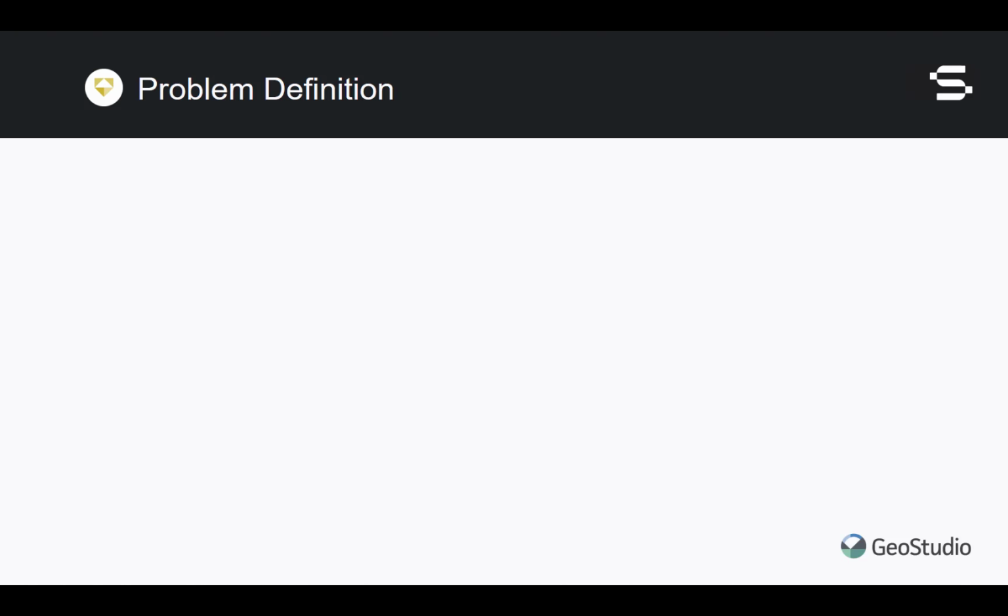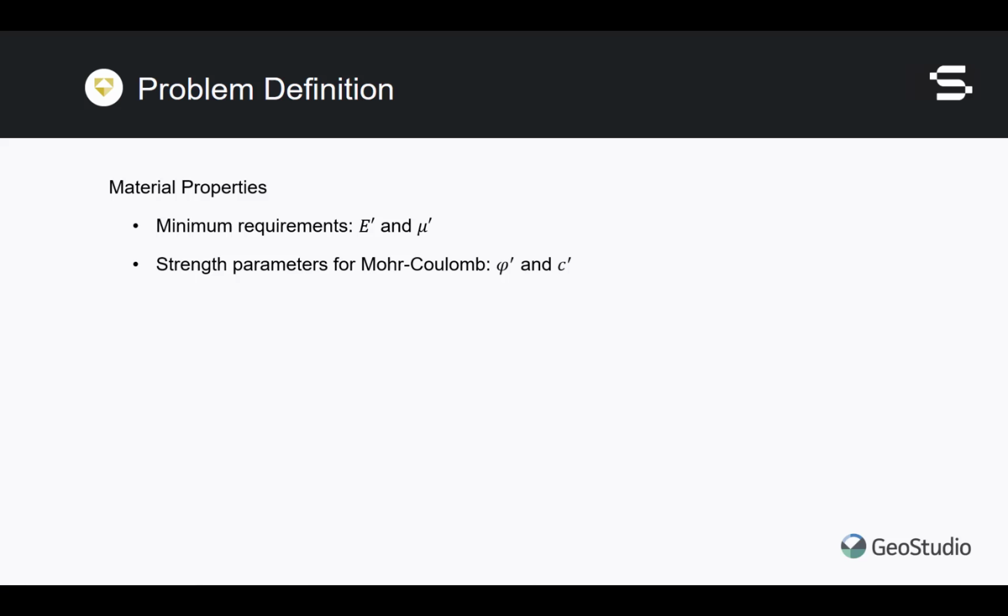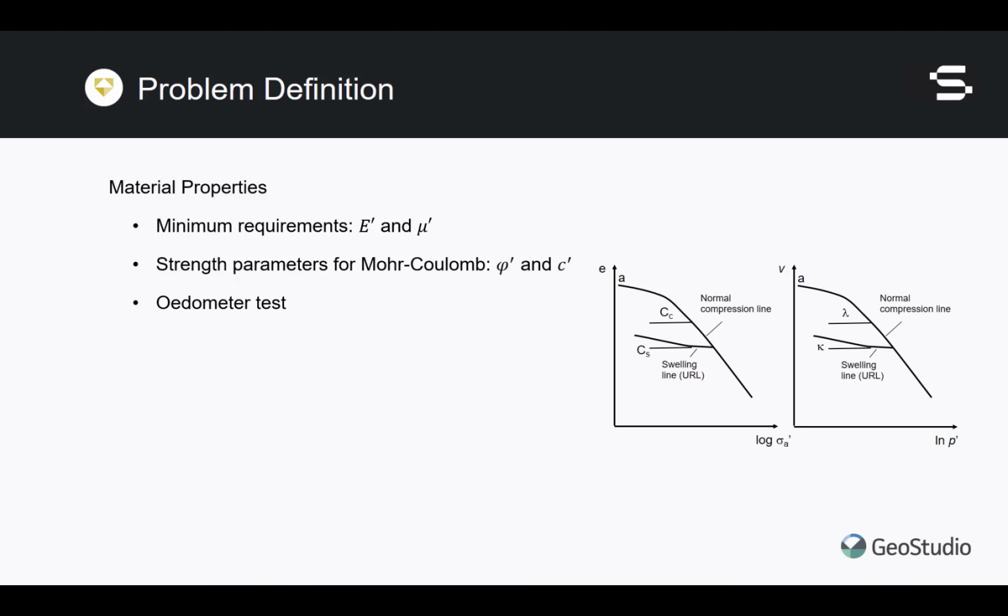In order to conduct a stress-strain analysis, we need to parameterize the material models for the soil or rock in the domain. At minimum, we require the effective elastic modulus and Poisson's ratio in addition to the unit weight. A stress correction analysis also requires strength properties, including the effective friction angle and effective cohesion. For brevity, I will not offer a discourse on laboratory testing. Instead, let's just review a basic oedometer test.